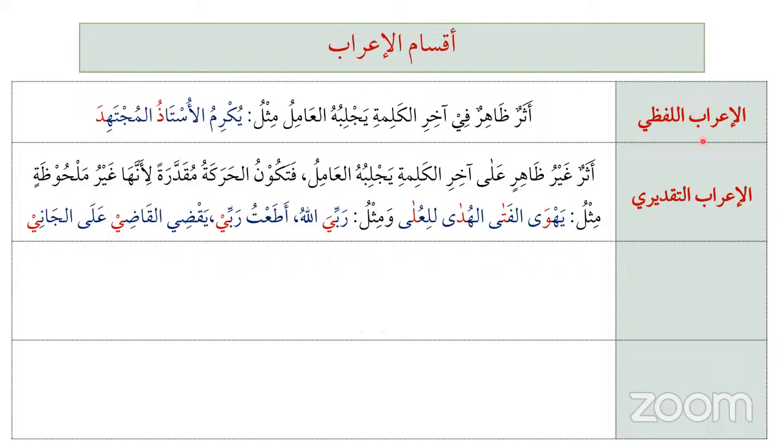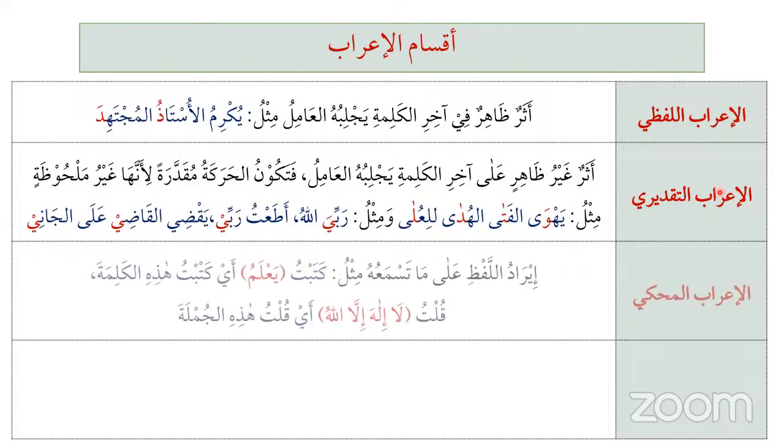So here we've done two types of i'rab so far. Next we have al-i'rab al-mahkiyu, narrative i'rab. So al-i'rab al-lafziyu, literal i'rab, al-i'rab al-taqdiriyu, assumed i'rab, al-i'rab al-mahkiyu, narrative i'rab or narrated i'rab if you want to say. What's this all about? إيراد اللفظ على ما تسمعه. It's to bring the word according to the way you heard it or you hear it.